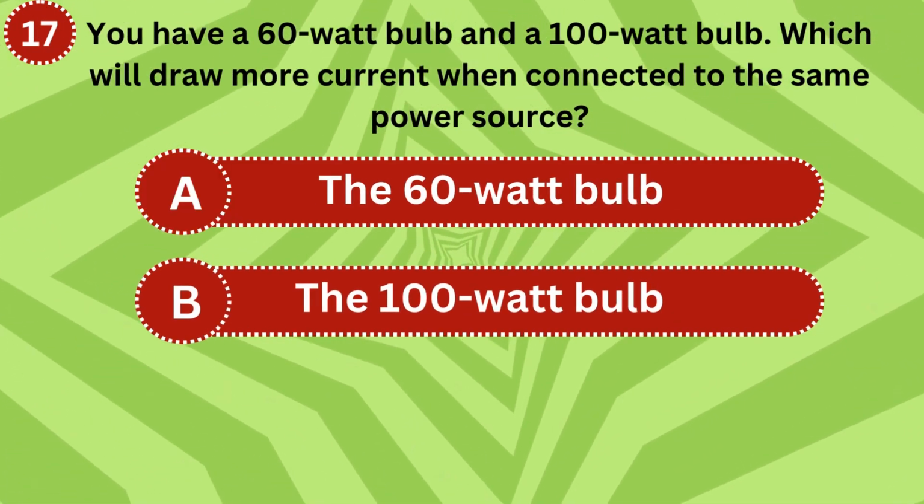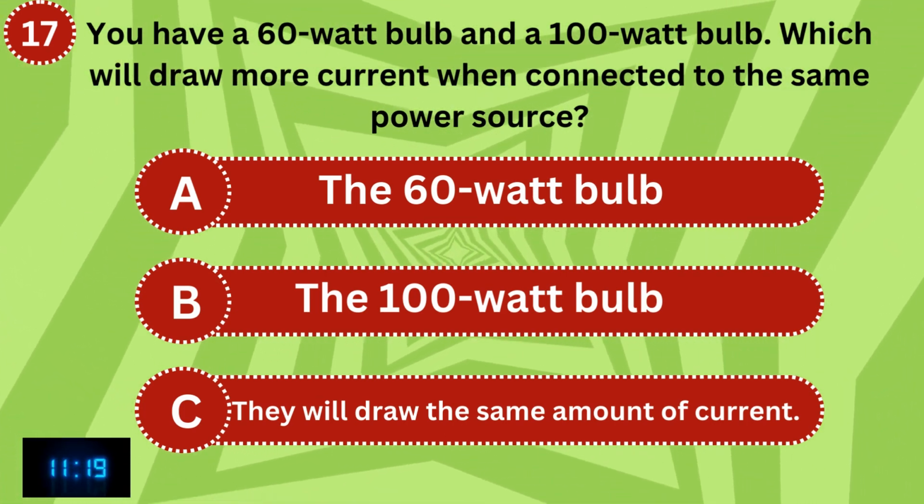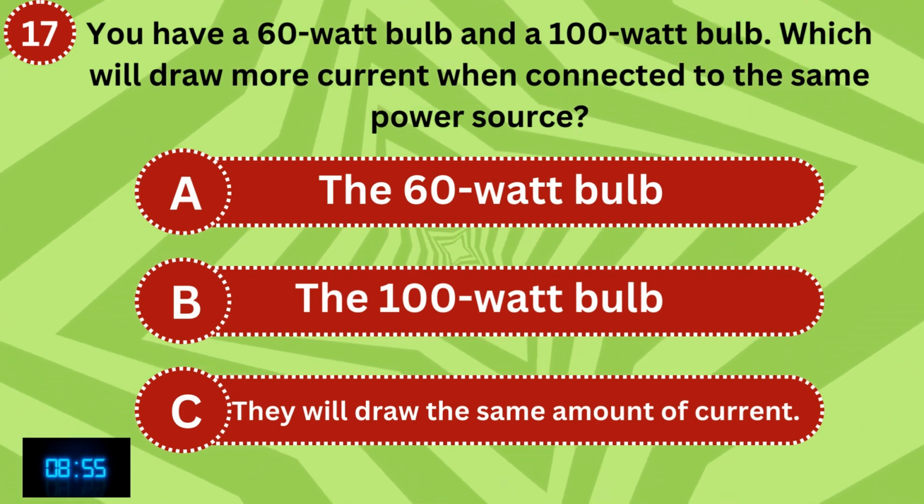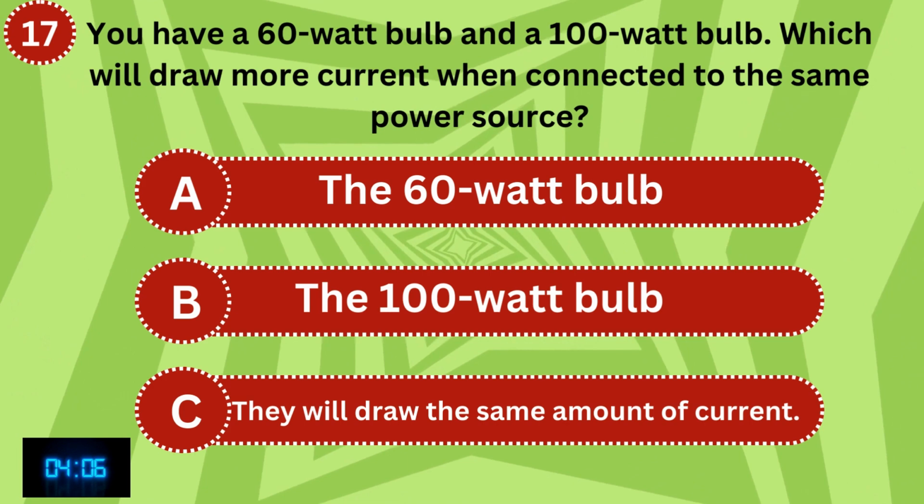You have a 60-watt bulb and a 100-watt bulb. Which will draw more current when connected to the same power source? The 60-watt bulb. The 100-watt bulb. They will draw the same amount of current.